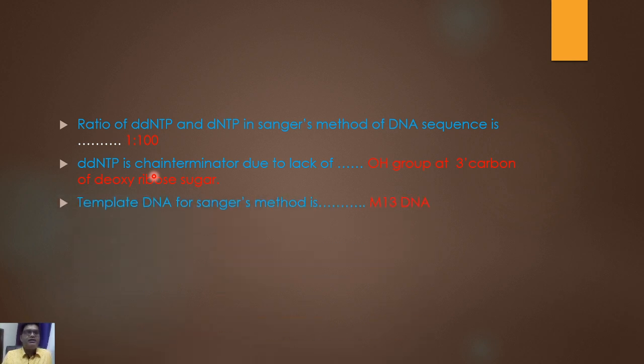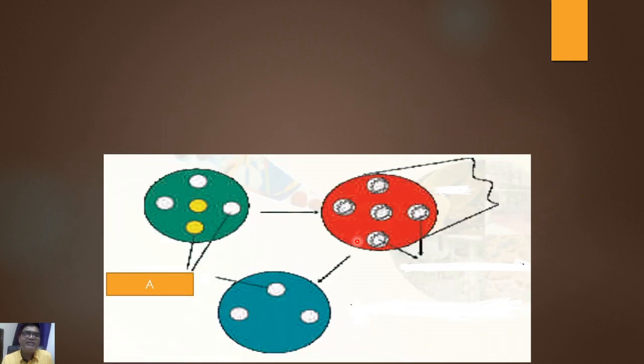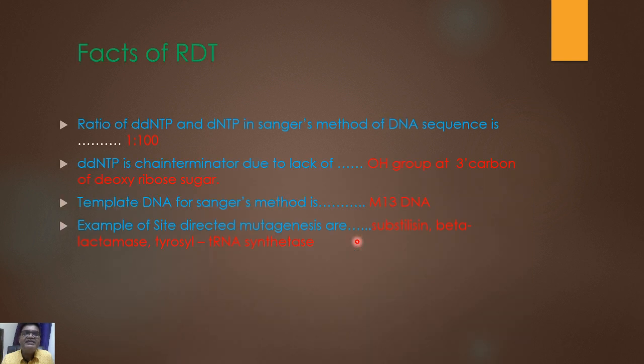Next, the template DNA for Sanger's method is M13. Sanger used the M13 DNA, that is the viral DNA, for his experiments. Next, can you tell me examples of site-directed mutagenesis? I have already discussed these things in a previous session. Subtilisin, a cleaning detergent enzyme, improves the quality of detergents. Then beta lactamase enzyme, and then tyrosyl tRNA synthetase. So these are the three examples of site-directed mutagenesis.